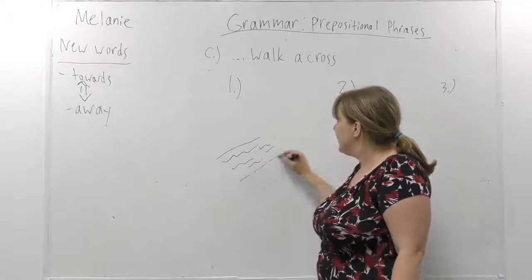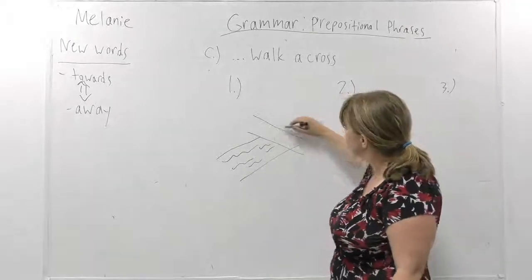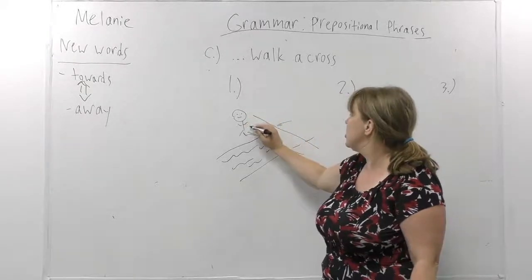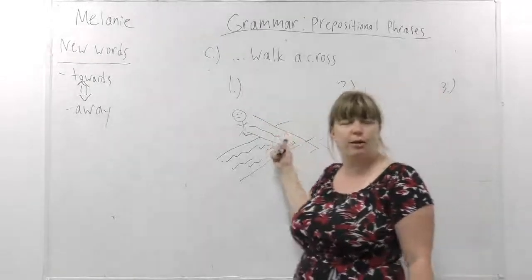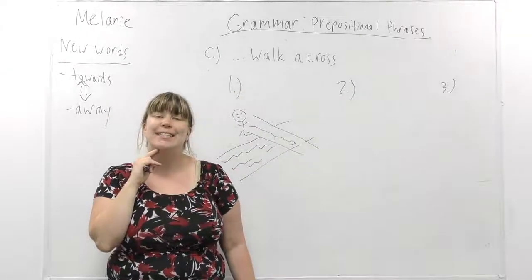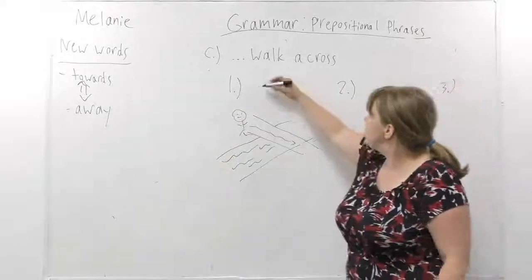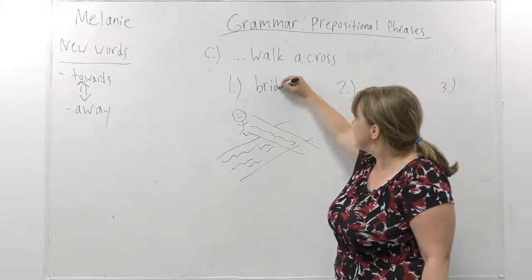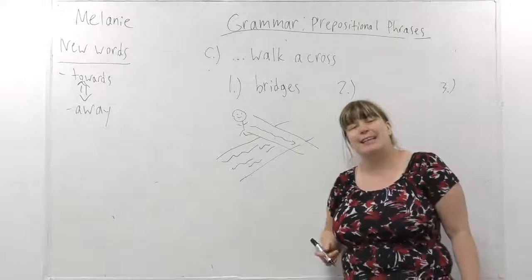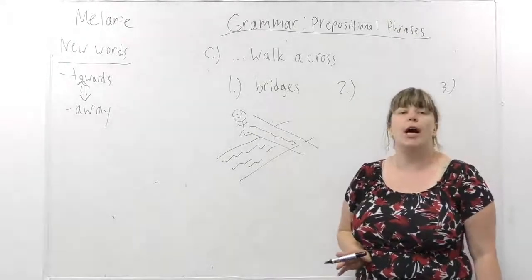There's a river and you can't swim. So you're going to have to go across something in order to get to the other side. So what kind of things can you go across? Any ideas? A bridge, very good. Someone said a bridge. Yeah, you can walk across bridges. Plural form, bridges, very good. Any other ideas? You can walk across.